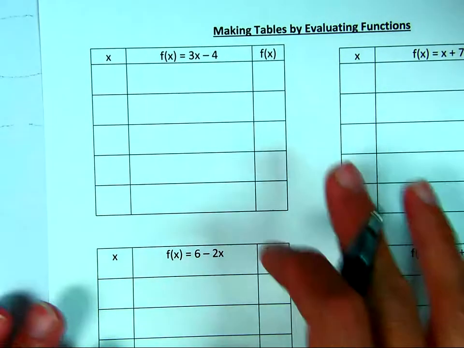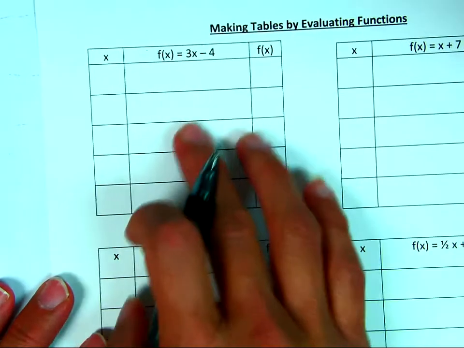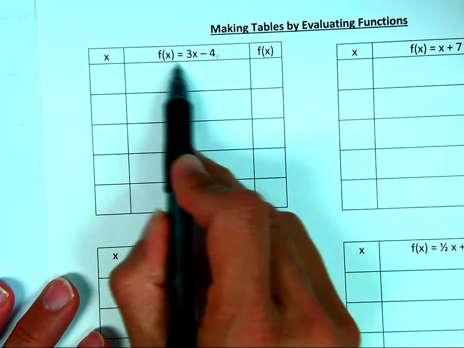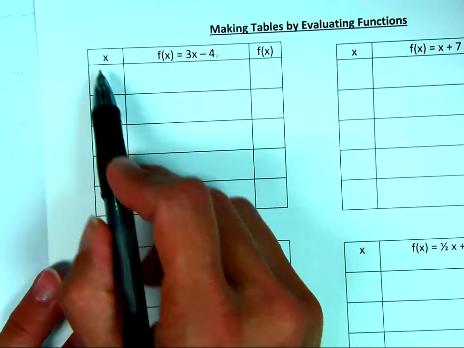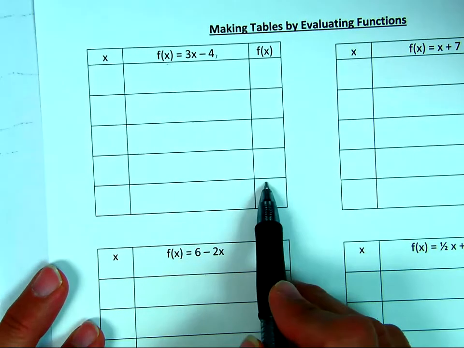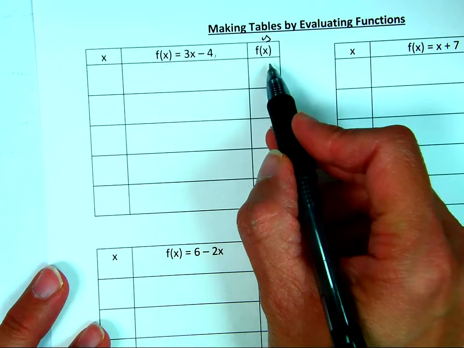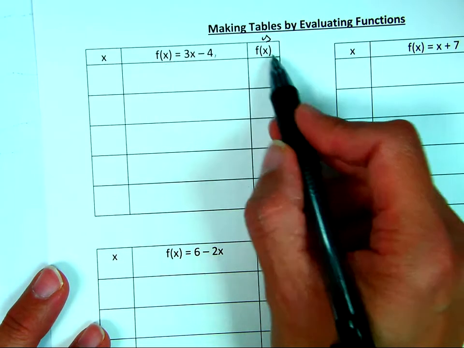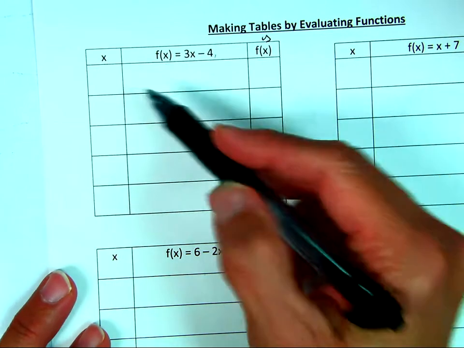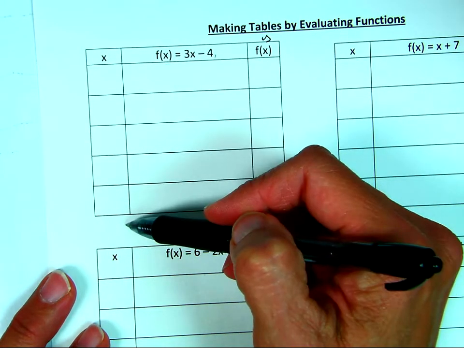So I have a table set up like this so that we can show our work here. I have the function rule in the middle. But basically, this is my x column and this is my y column. Remember, f of x just means y. I'm putting it f of x so that you can get used to that notation. And notice that I'm not given any x's, so I can pick anything I want.